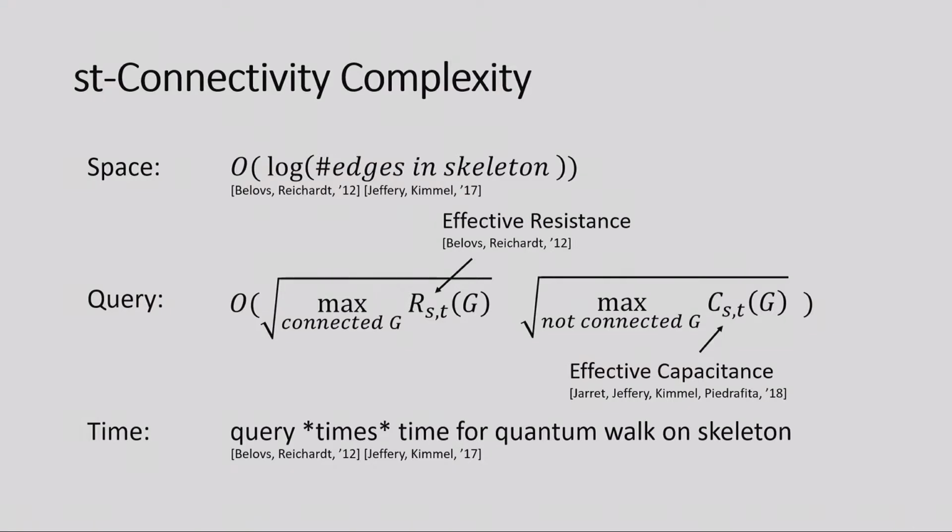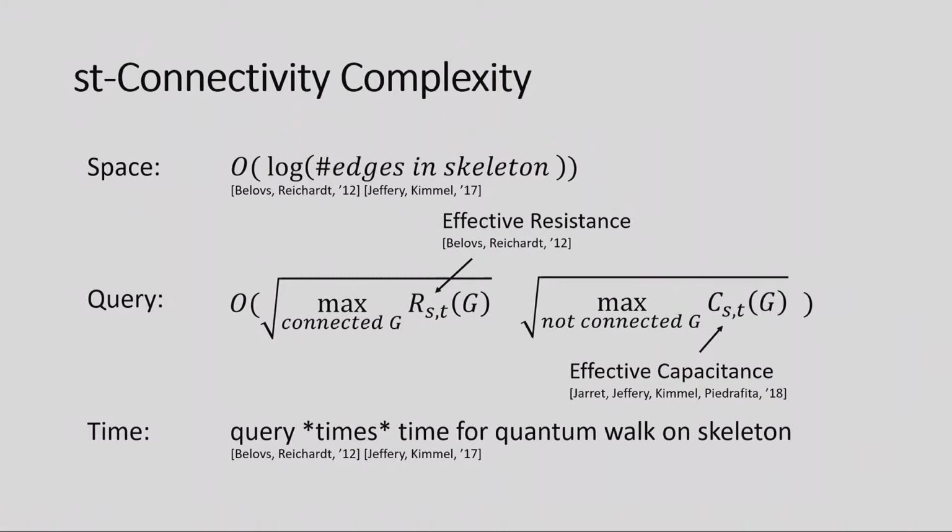And I'll talk about these two quantities later, but effective resistance is really a measure of how well connected S and T are on a particular graph, so it makes sense that the bound for the ST connectivity problem is how hard it is to get from S to T when S and T are connected, times the amount of work that we need to do, which is the cut or capacitance when S and T are not connected.